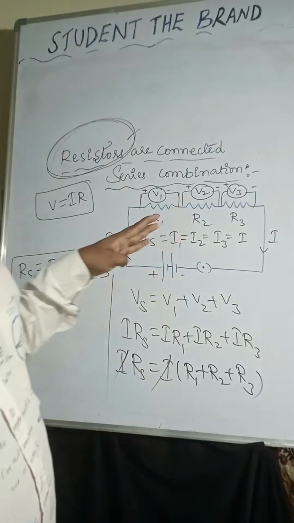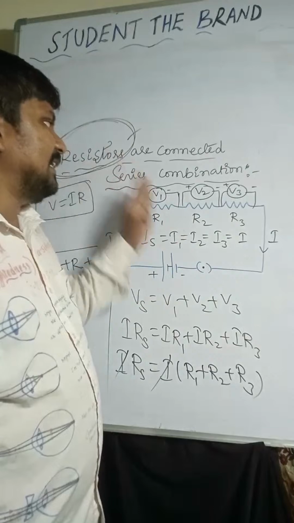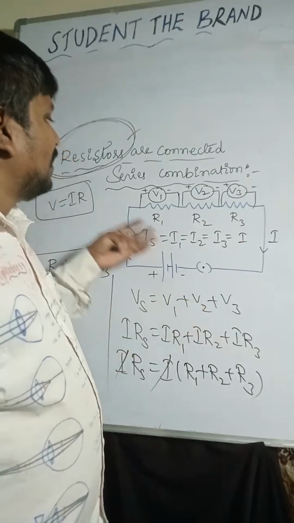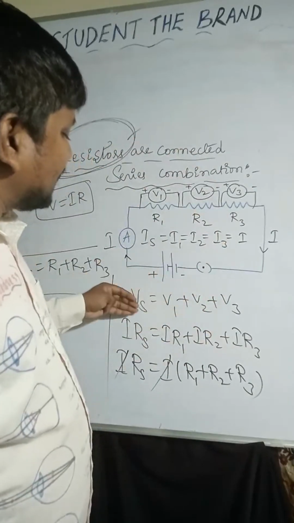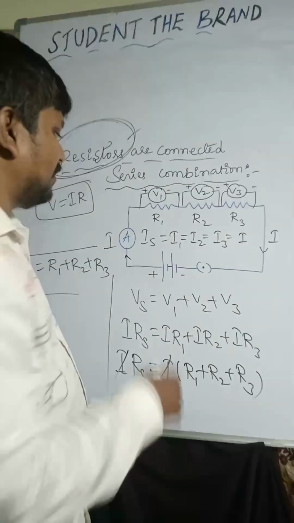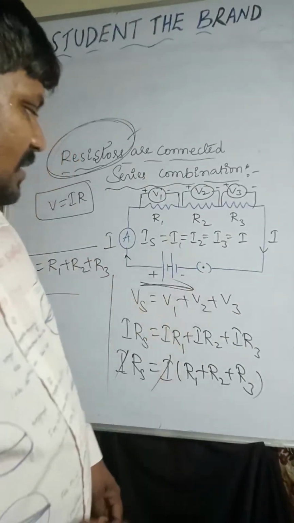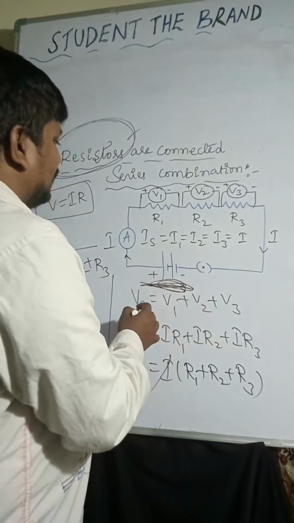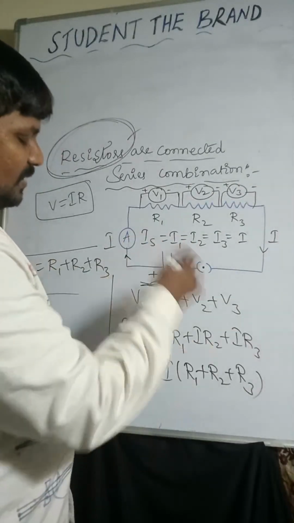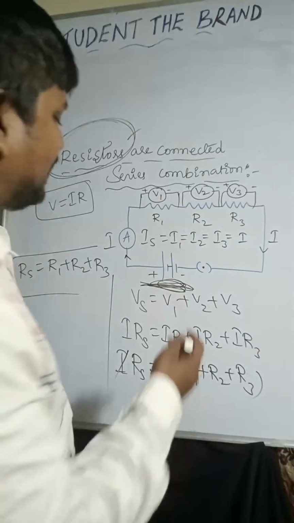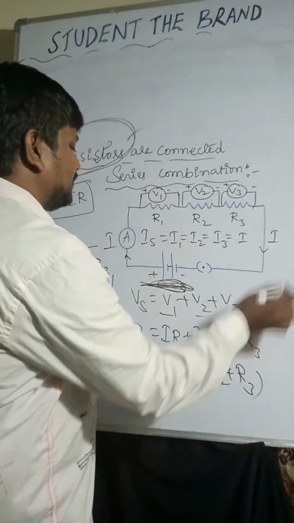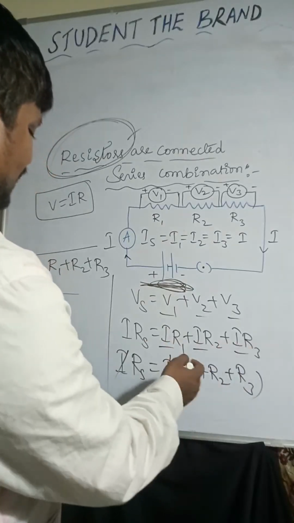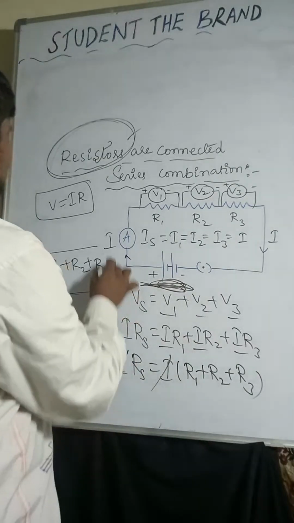I hope it is very clear to you all. Potential difference is different because different resistors are connected. Current is same throughout the circuit. V S equal to V1 plus V2 plus V3, whatever the potential difference from the battery. Then I R S equal to I R1 plus I R2 plus I R3. So I gets cancelled. R S equal to R1 plus R2 plus R3.